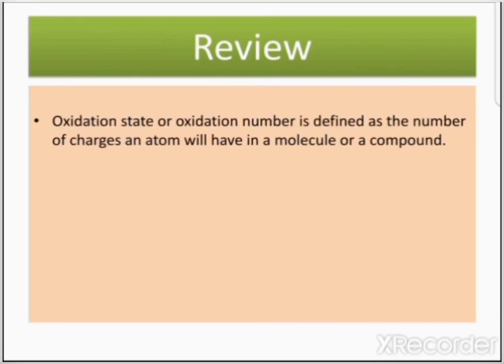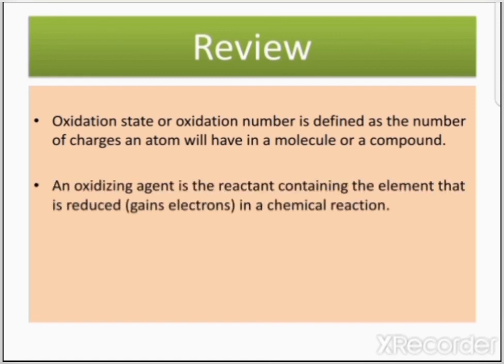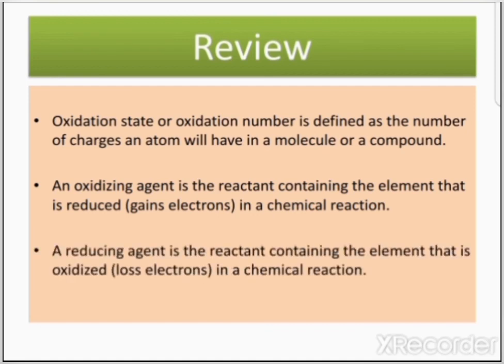Now, let us have a review of what we have studied today. Oxidation state or oxidation number is defined as the number of charges an atom will have in a molecule or a compound. The oxidizing agent is the reactant containing the element that is reduced in a chemical reaction. The reducing agent is the reactant containing the element that is oxidized in a chemical reaction.